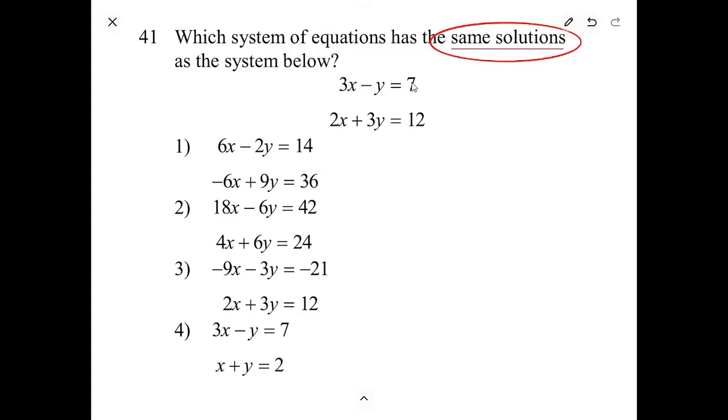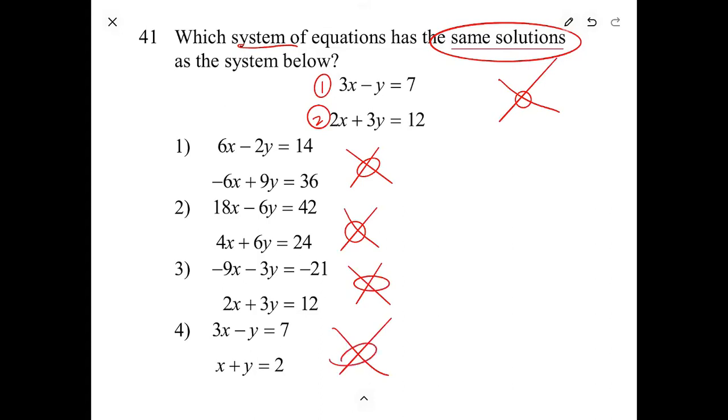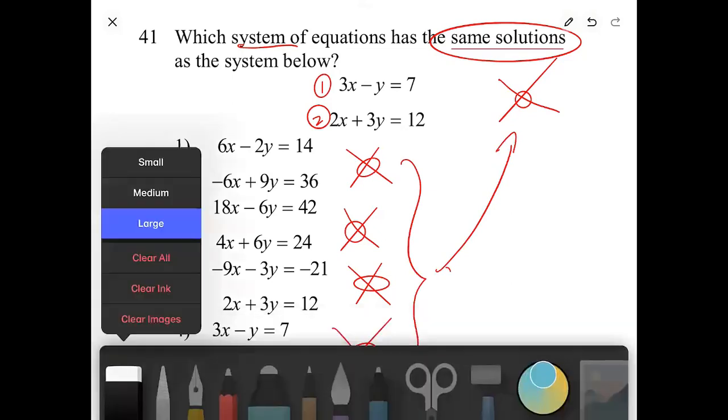We're going to take this original system. And by the way, a system of equations just means there's more than one equation. So here's the first equation, here's the second equation. What we want to do is find where these two lines intersect. And then we're going to do the same for each of the answer choices, and one of these should match this one. That's going to be our answer. So let's go. Let me get rid of a lot of that stuff.